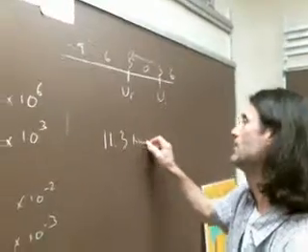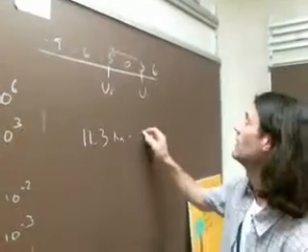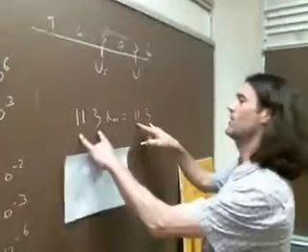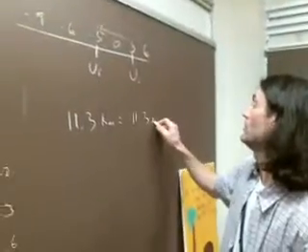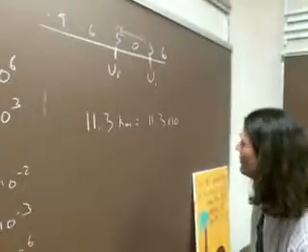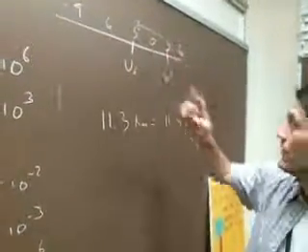And I'll write this is exactly the same thing as 11.3. So they didn't change the number at all. Who cares? Just write the exact same number. The only thing is you will now multiply it by 10 to the 6.